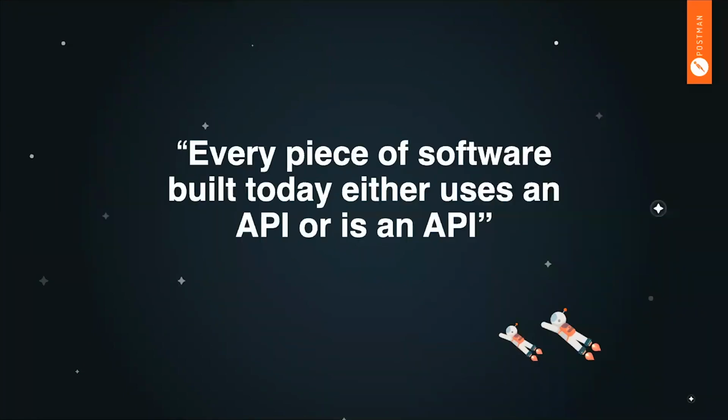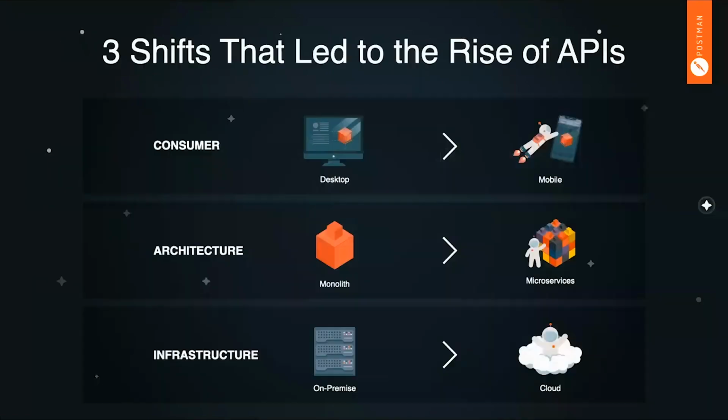So as I was saying, every piece of software built today either uses an API or is an API. APIs are ubiquitous, and everyone should be thinking about them in some capacity when it comes to their business. There are 3 shifts that led to this rise. The first major one was the consumer movement, which was moving from the desktop to the mobile phone. Starting in 2007, 2008, a lot of what we knew as the web moved into our pockets and became ubiquitous as part of a piece of technology that travels with us.